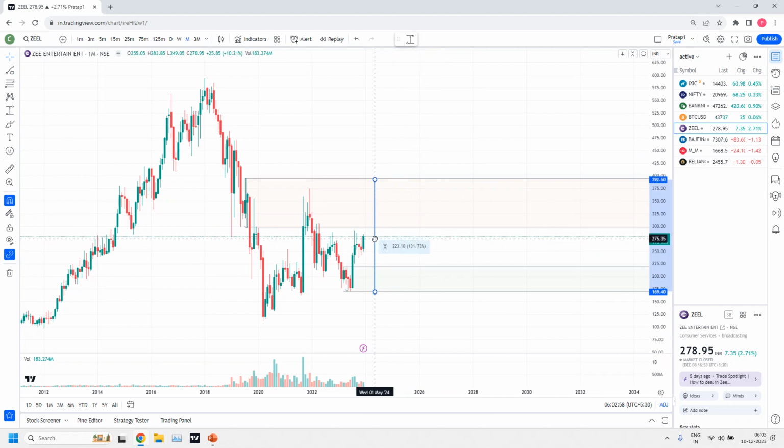Let me adjust properly. Okay, what is the next goal? This entire line we have to divide into three parts. So what is the total range of this?